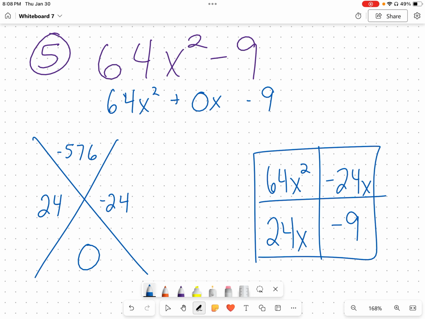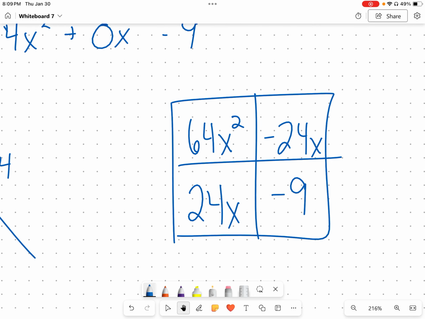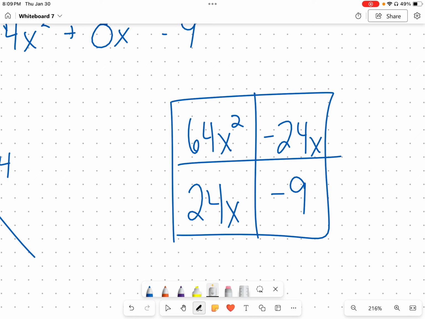So then we have to figure out, these have to be the same. What I mean by that is this and this has to be the same thing, and this has to be the same thing. They just will have different signs. So I know there has to be something times itself to give 64, and that is 8. So this is 8x, and this is 8x.